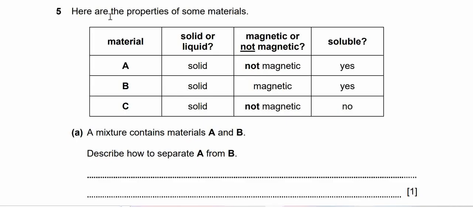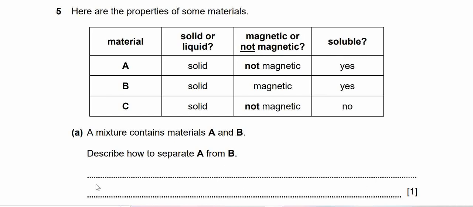Next. Okay, question five. Here are the properties of some materials A, B, C, and they are all solid. Is it magnetic or not magnetic? It's written not magnetic for A, magnetic for B, and not magnetic for C. Is it soluble? Yes for A, yes for B, and no for C. Question A. A mixture contains materials A and B. Describe how to separate A from B. 10 seconds from now.